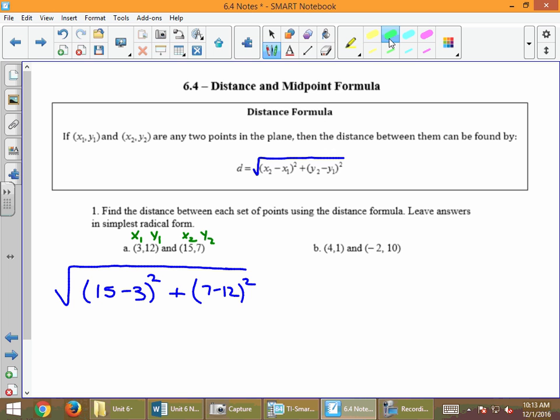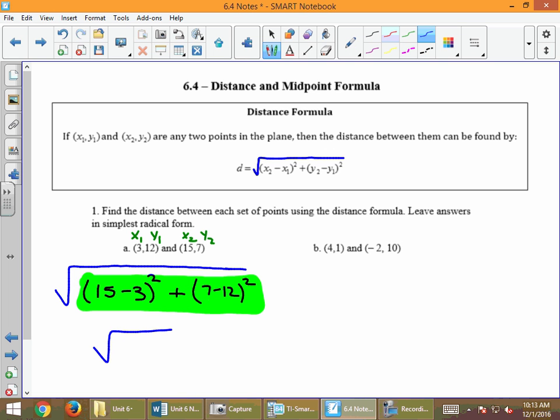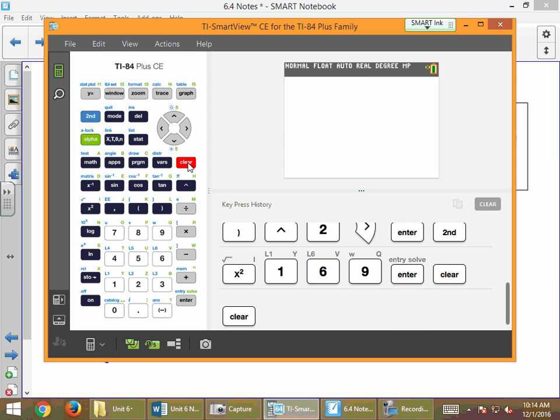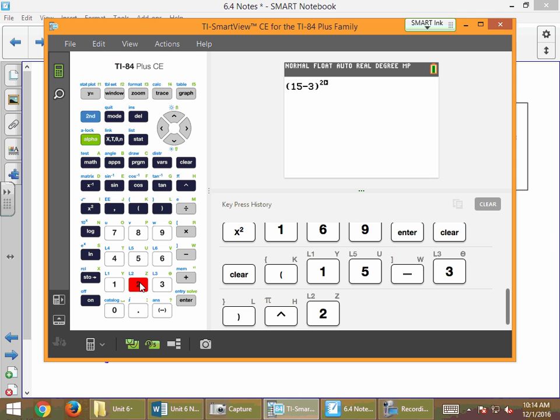What I like to do, if you have a graphing calculator, makes life so much easier. What you're going to do is just plug in what's underneath the radical, not the actual radical, just what's underneath, exactly how it's written, into your calculator. No radical, just what's underneath. 15 minus 3, parentheses, and then square. Type that in: parentheses 15 minus 3, close parentheses, square.